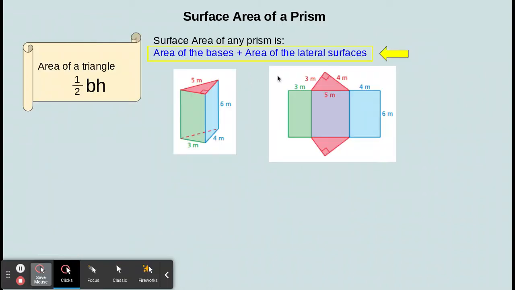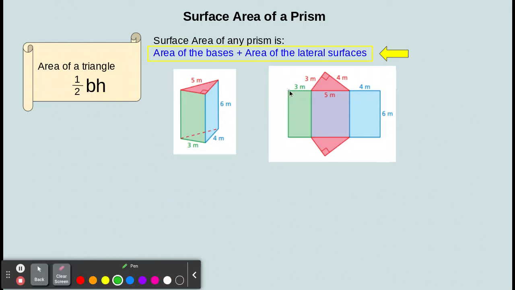Okay, so in general, your formula for surface area of any prism is the area of the bases plus the area of all the lateral sides. So on this one here, we actually have a triangular prism, meaning we have a triangle for each base, the top and the bottom. So we can calculate this out either using our net or using adding up each area. Since we have the net, it's a little bit easier to do, so let's do that one.